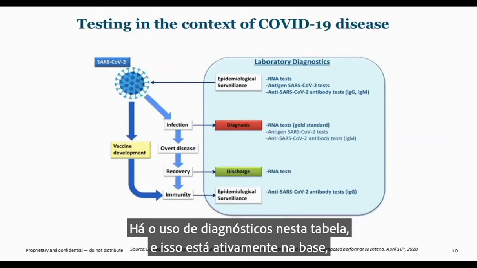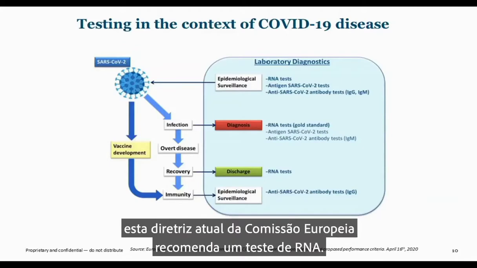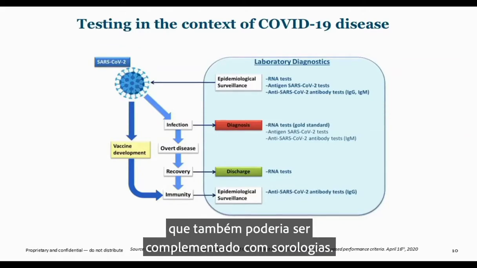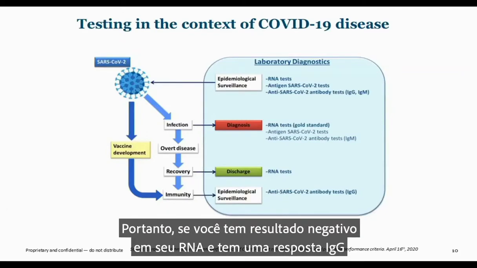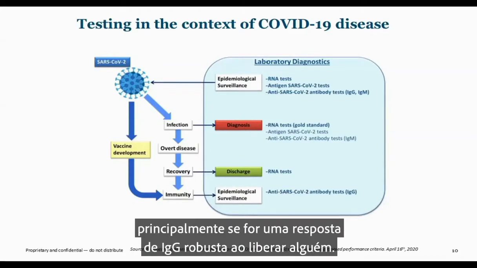There's a use for diagnostics in discharge, and this is actively in debate exactly what that should look like. The current European Commission guideline recommends an RNA test, so consecutive negative RNA tests. But you could also complement that with serology. So if you're negative with your RNA, and you have, let's say, an IgG response, that might give you greater confidence, particularly if it's a robust IgG response, in releasing somebody.